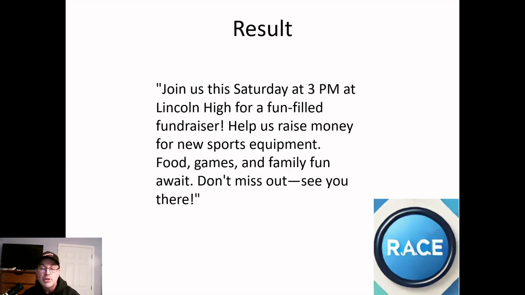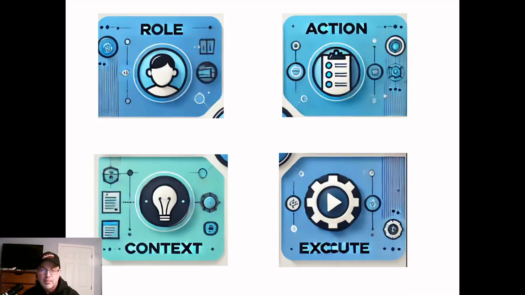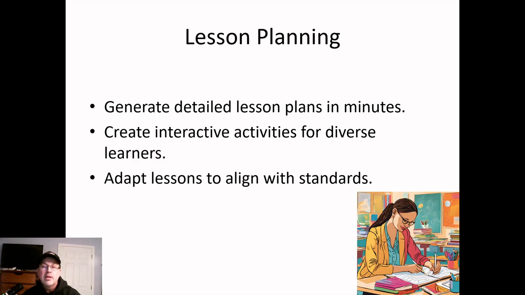So what did it do? It generated this: Join us this Saturday at 3 p.m. at Lincoln High School for a fun-filled fundraiser. Help us raise money for new sports equipment. Food, games, and family fun await. Don't miss out. See you there. What could have taken a person 10 or 15 minutes to put together, ChatGPT was able to put together very quickly. Now, maybe this wouldn't have taken you 10 minutes, I don't know, but you're going to find that this large language model, this artificial intelligence, will help you save tons and tons of time. So, again, the role, the action, the context, and then execute. Those are the things that you're going to be looking at.